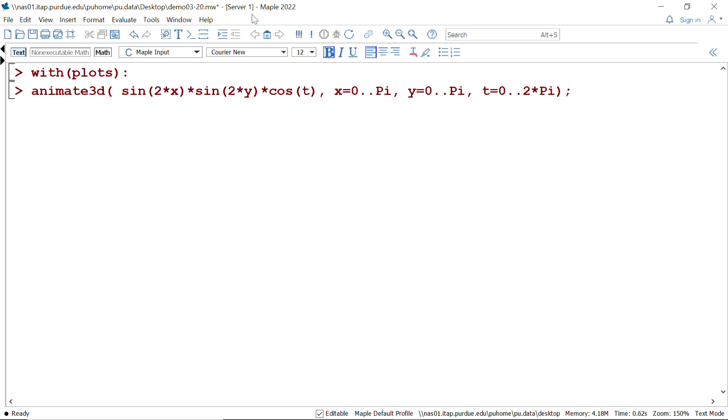Now I'm going to push return. So in animate3d, I have a function of 3 variables. I'm going to make the x go from 0 to pi, and the y go from 0 to pi. So that's my square drum. And then the t is the animation variable. So it's going to sample the t variable from 0 to 2 pi and graph it continuously as t varies. That's the plan.